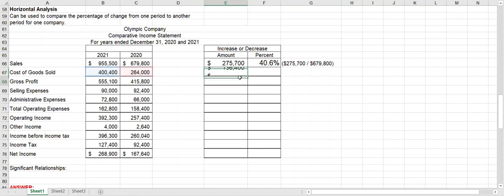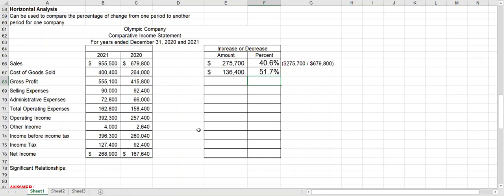440,400 minus 264,000 gives me 176,400. Then I will take that and divide it by 264,000. Okay, so that gives me 51.7%. So something to notice here is that sales in the current year went up by almost 41%, but cost of goods sold went up by about 11% more. So cost of goods sold is going up by more than our sales, meaning we might want to look at why the cost of goods sold is more than the increase in sales.